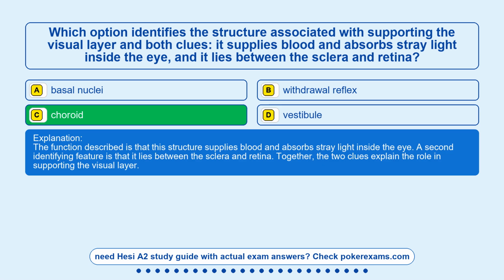The function described is that this structure supplies blood and absorbs stray light inside the eye. A second identifying feature is that it lies between the sclera and retina. Together, the two clues explain the role in supporting the visual layer.